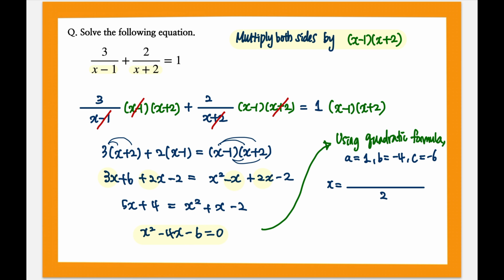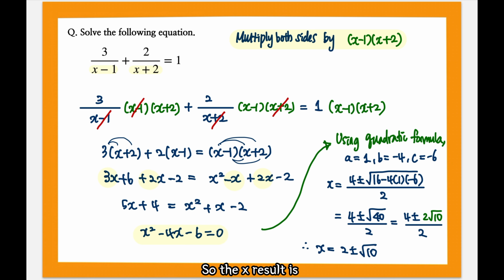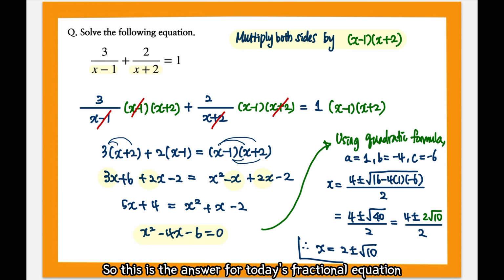Then x equals 4 plus or minus root of (16 minus 4 times 1 times minus 6) over 2. Then we get 4 plus or minus root 40 over 2. And don't forget that root 40 can turn into 2 root 10. So we could rewrite the expression like this. But it seems like we can simplify once again, so the x result is 2 plus or minus root 10. So this is the answer for today's fractional equation.